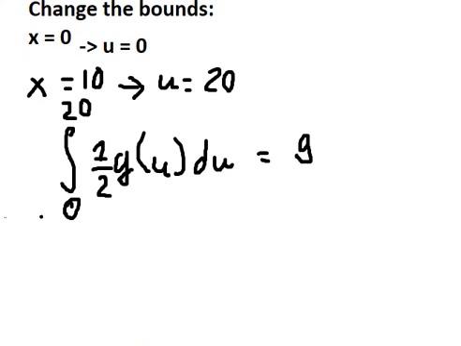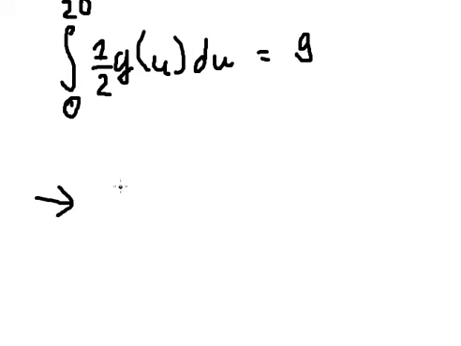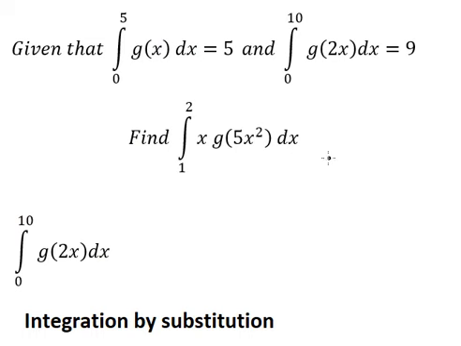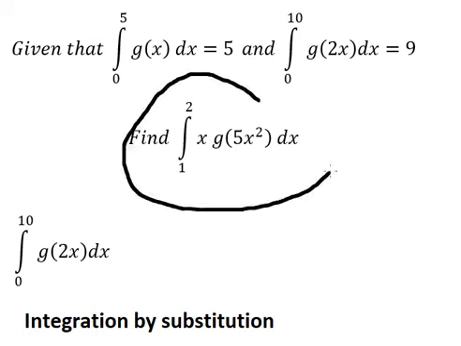And now we multiply both sides by 2. And now we have the integration from 0 to 20 of 3u du equals 18, because we multiply both sides by 2 to cancel the 1 over 2. And now we go back to this one.